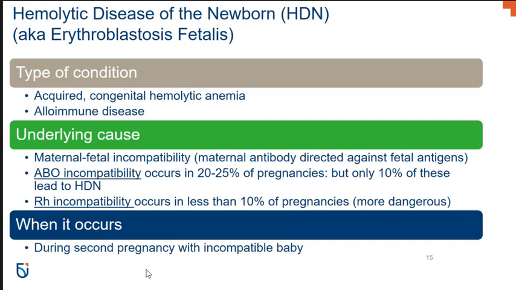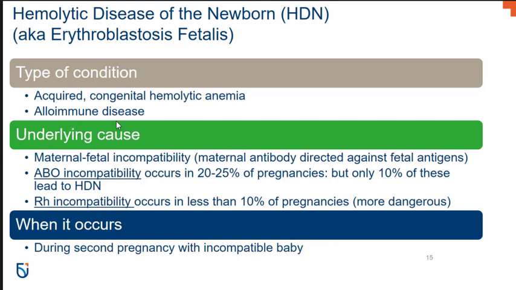When it attacks the baby's red blood cells, it means that it's hemolysing them and breaking them down at a faster rate than they're being produced. This is considered acquired, because the baby didn't initially develop this way, but it occurs over time throughout the pregnancy, and they're born with this condition of hemolytic anemia.